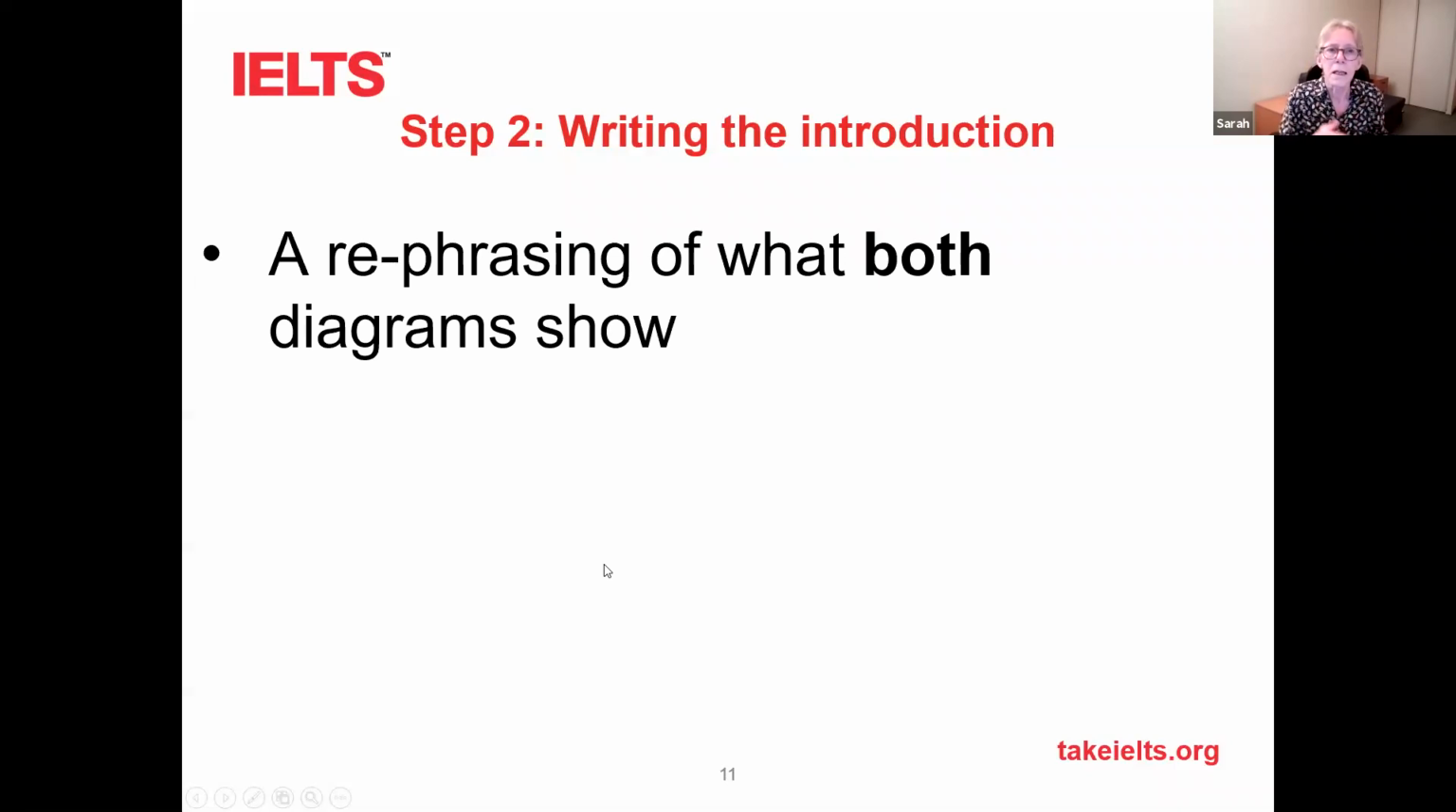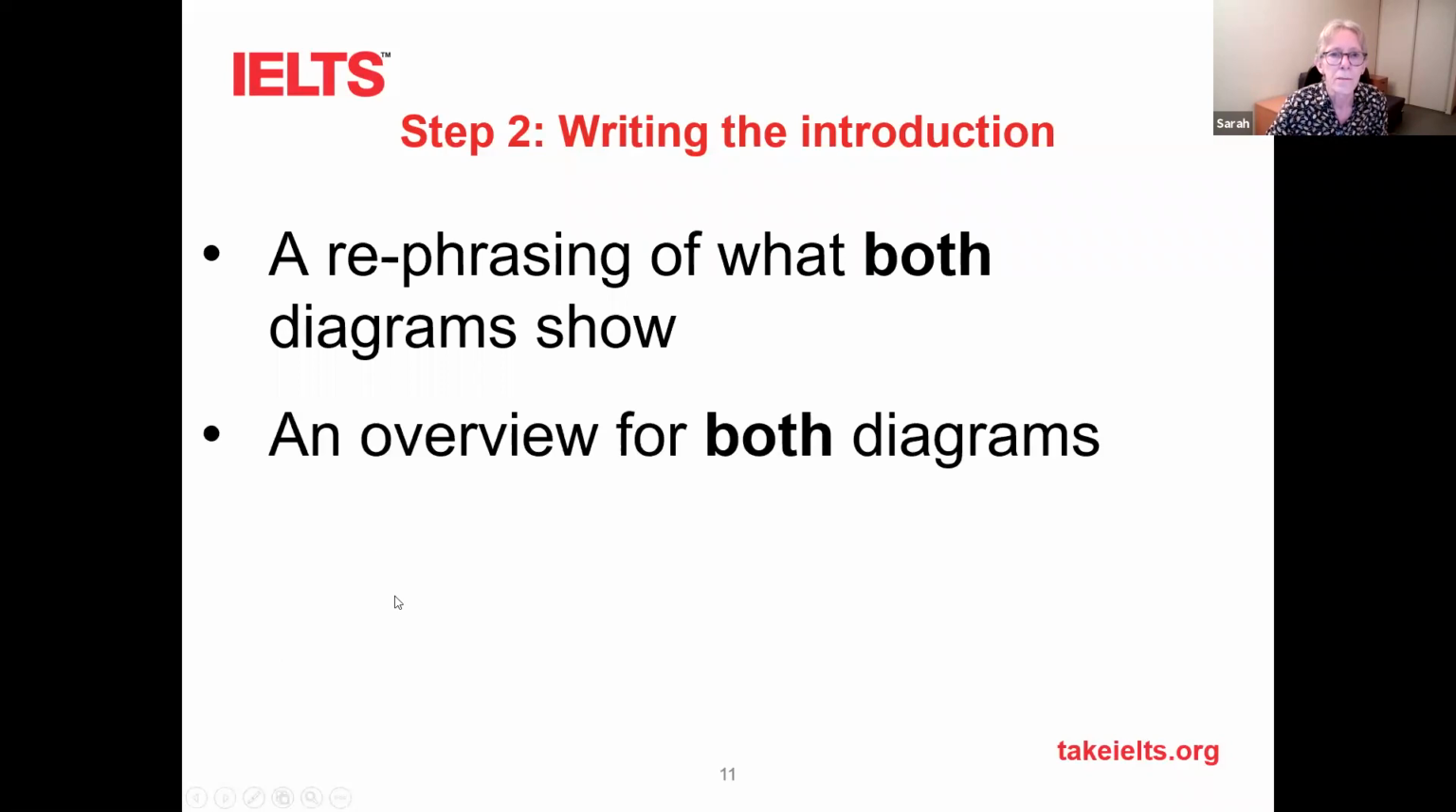Okay, so it doesn't matter whether they're closely related or just sort of connected. You still need to do the classic writing task 1 introduction, which is a rephrasing of what both of the diagrams show, using your own words, using synonyms, etc. The all-important overview of what the main trend or change or importance of the diagram is.